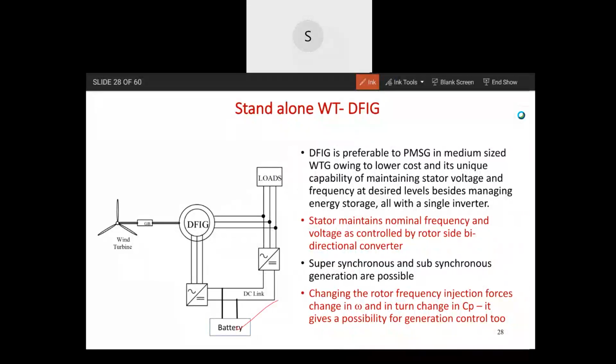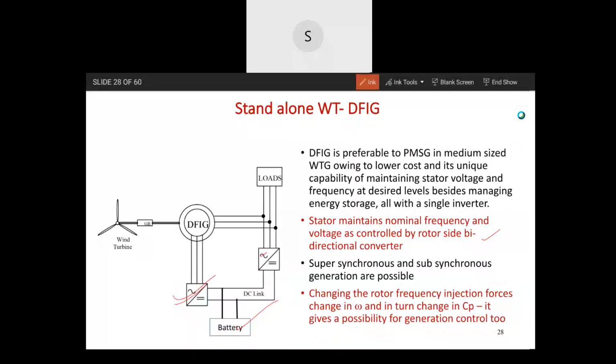With DFIG, only these two converters, both bidirectional, are required for standalone operation. So standalone operation of DFIG is possible. It has been proven by researchers, and will be getting commercialized. Here, the stator maintains nominal frequency and voltage as controlled by the rotor-side bidirectional converter. This will be the control.